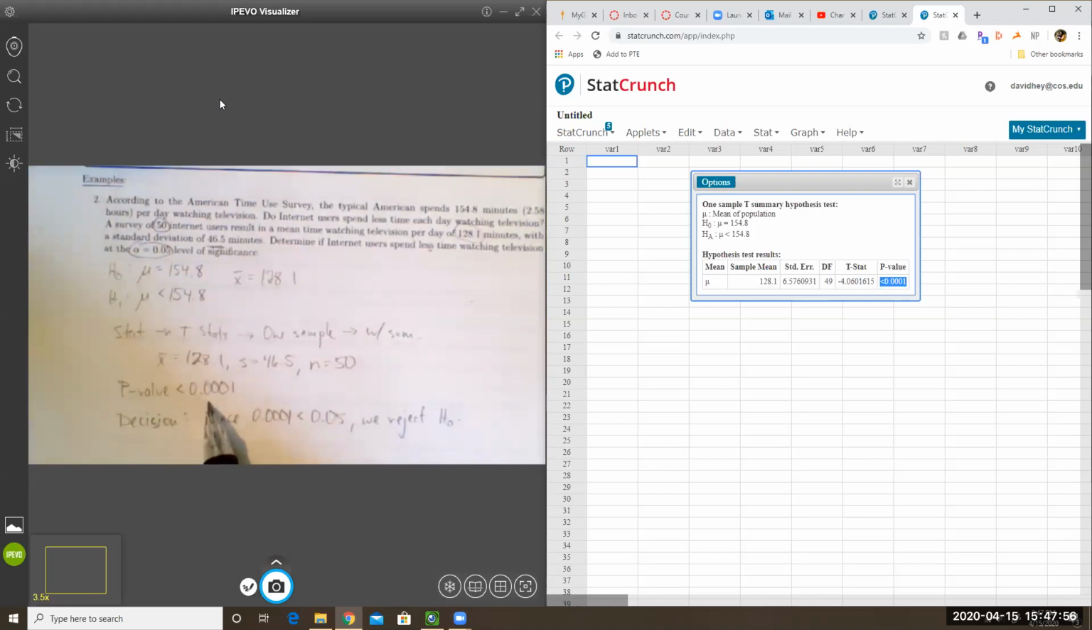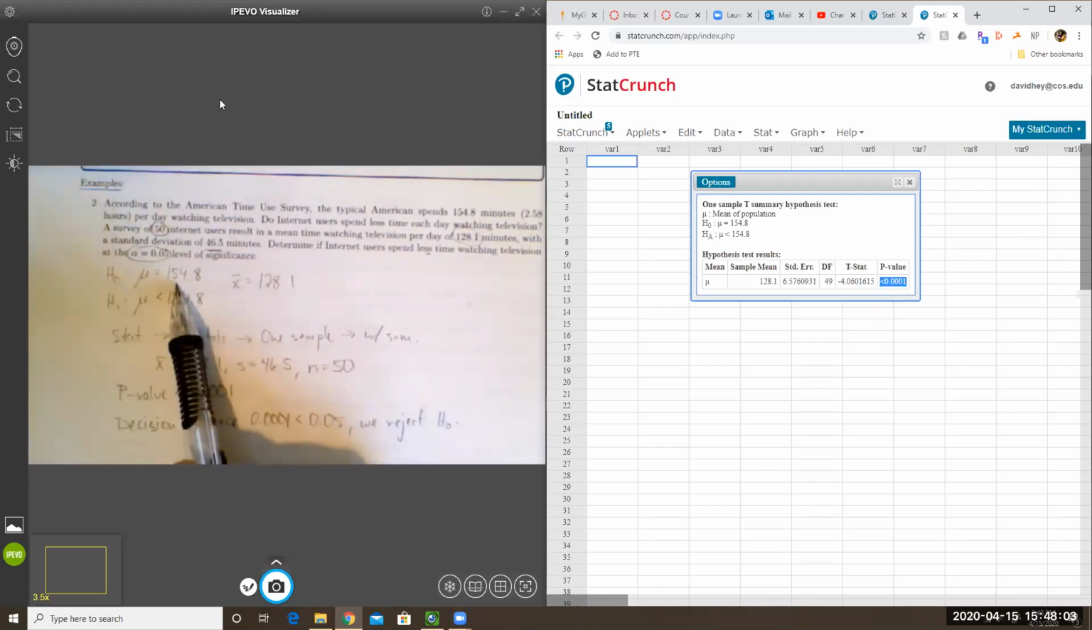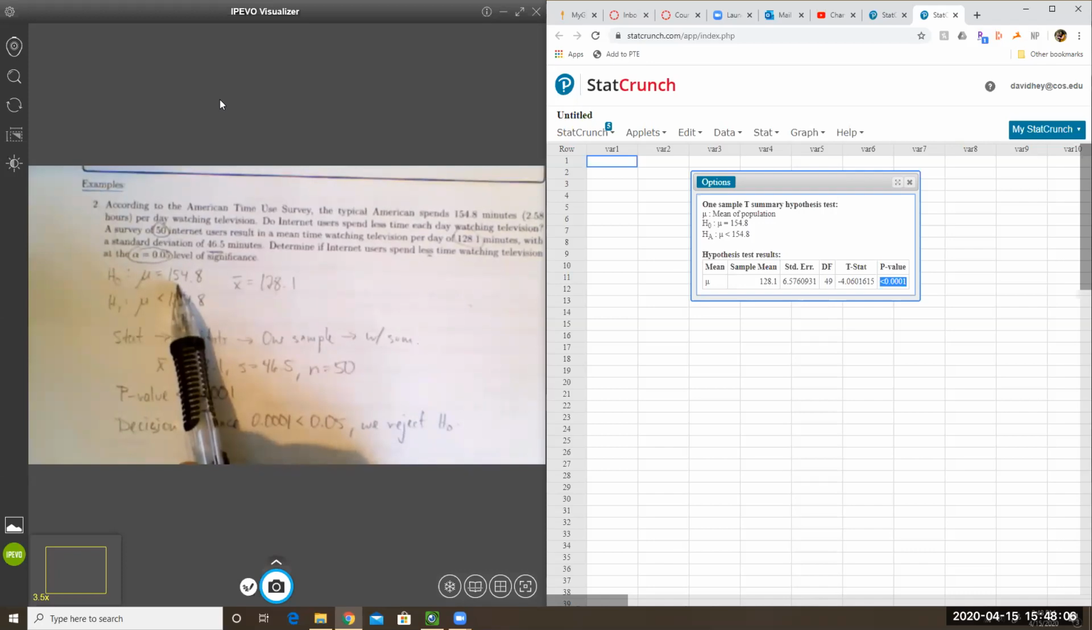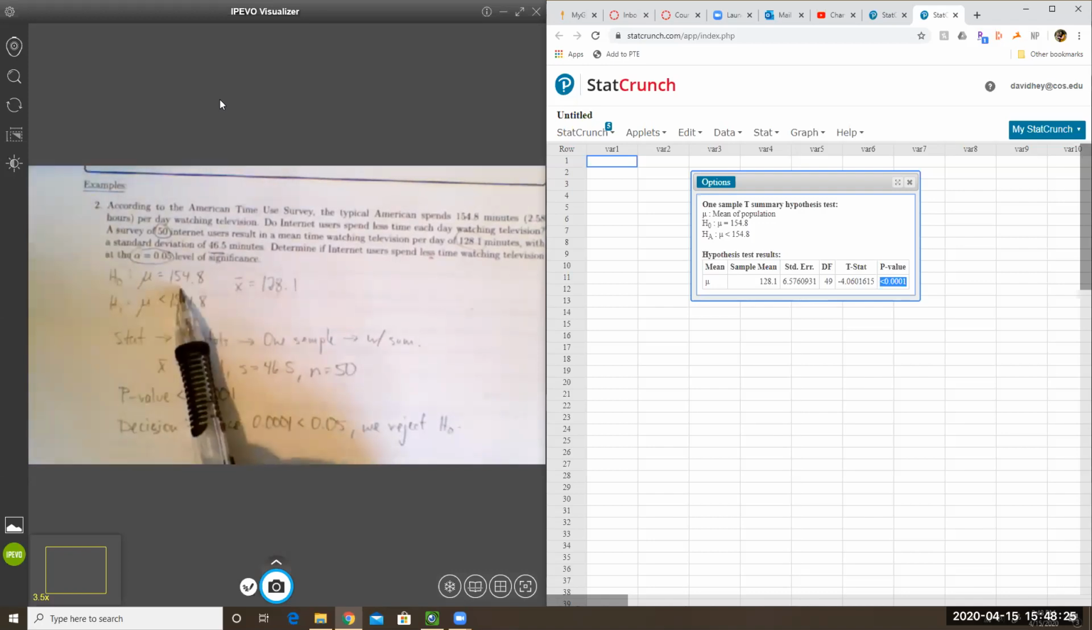this is the probability that we would get this result if in fact this were the case. In other words, if we assume that the true mean is 154.8, then the probability that we would get a sample mean of 128.1 is practically 0. That tells us that our assumption must be wrong, so we reject it. Okay?